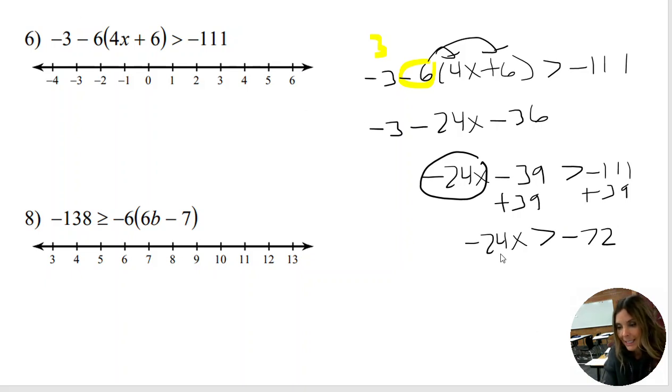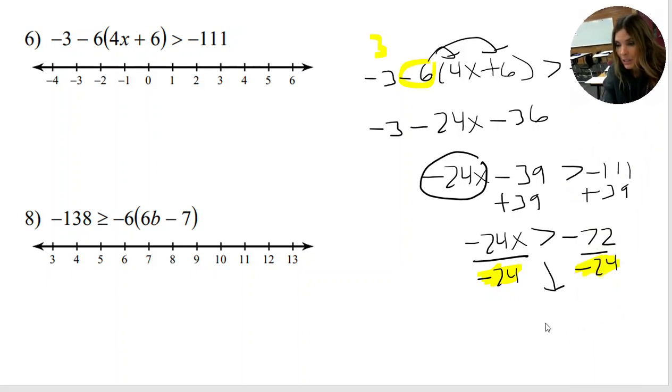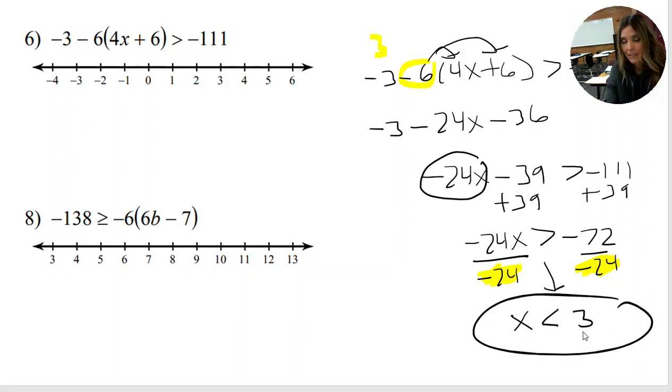So on my very last step, in order to get the x by itself, I need to divide by a -24. Because I am dividing by a negative number, this is what you have to pay careful attention to. Because you're dividing by a negative number, this inequality symbol is going to flip. And so you are going to write this as x is less than 3. Now we need to graph our solution. So we go to 3 on our number line. We're going to have an open circle, and all of the numbers that are less than 3 would be to the left of 3 on our number line.